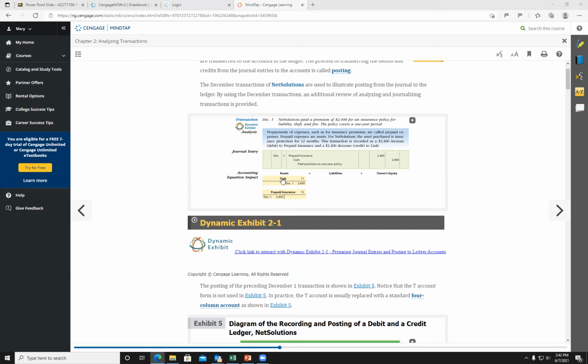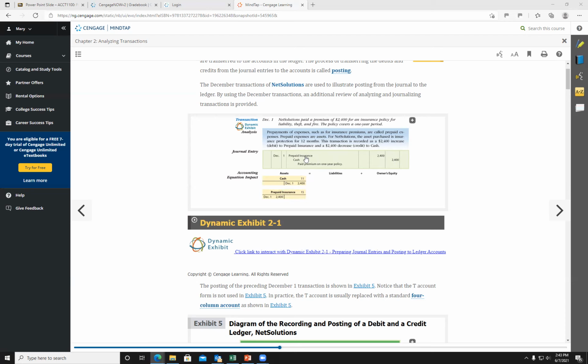Because if you look here on your T account, it's just like if you were just picking up this T account and placing it over here. All right, debits, credits. So we are recording the prepaid insurance. Prepaid expenses are assets. We're increasing it because we're paying it, so we're going to record it as a debit to increase that asset account.